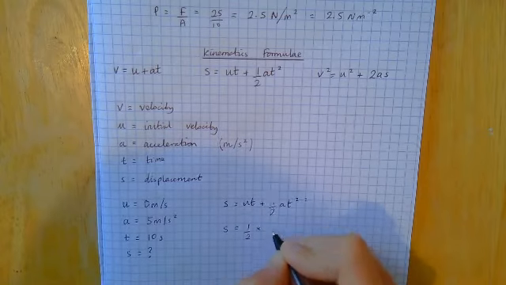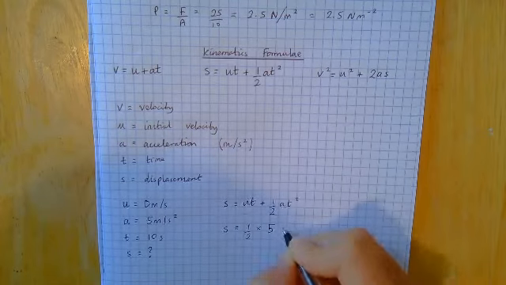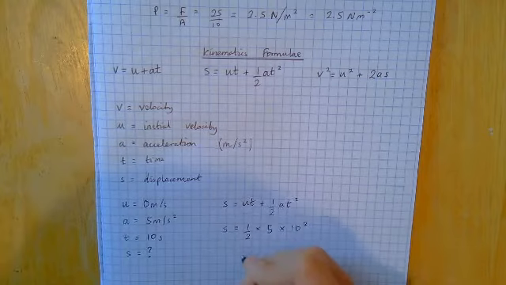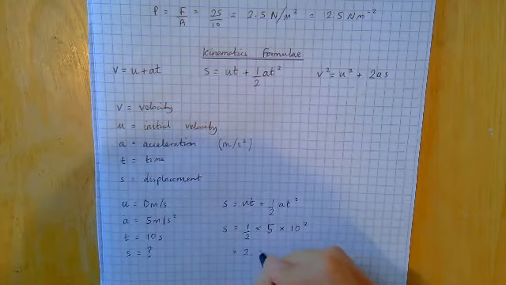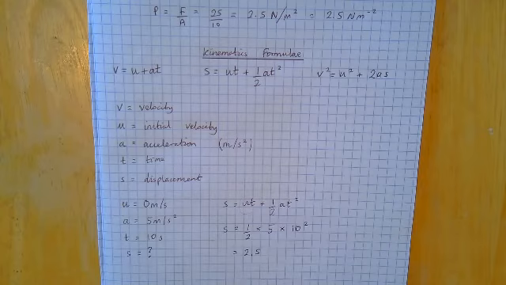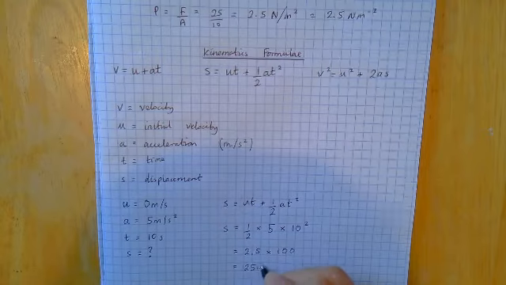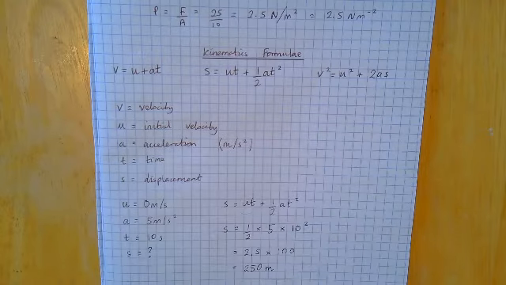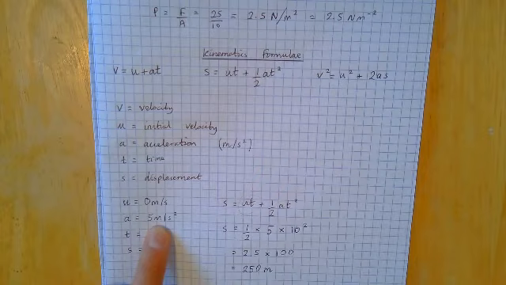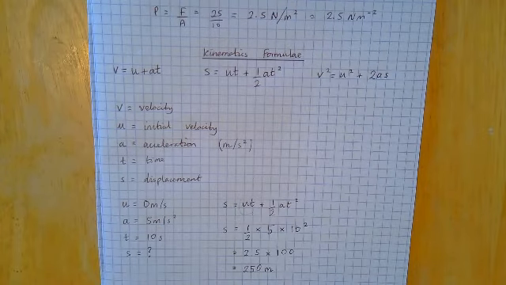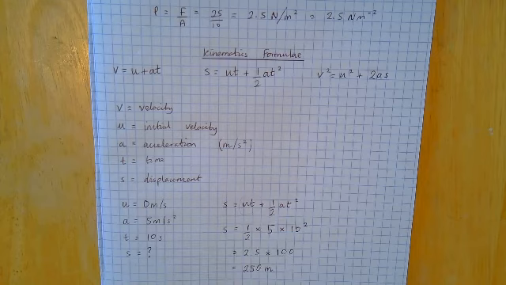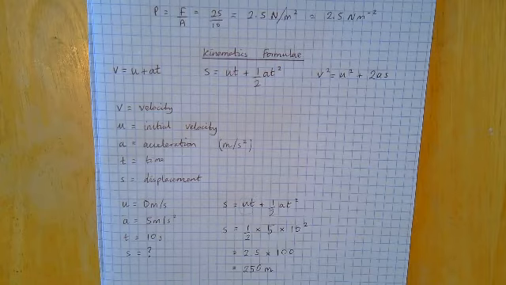So S equals, well, it's 0 times 10, so that bit's just going to be 0. And then I've got a half A times T squared. So I've got half times 5, which is 2.5. Remember, times means of. So a half of 5, 2.5 times 10 squared is 100. So 250 meters. It's in meters because my acceleration was in meters per second squared. So if I started not moving and I accelerate at 5 meters per second squared for 10 seconds, I would do 250 meters.